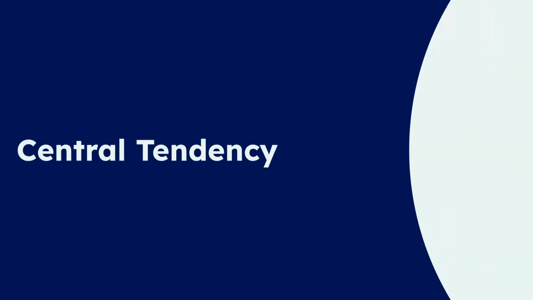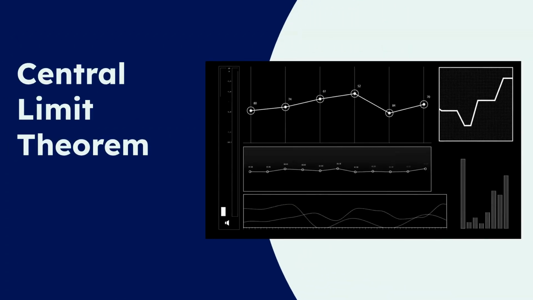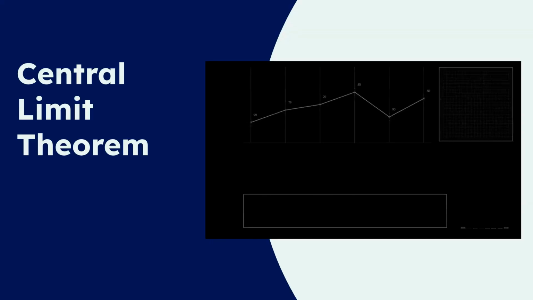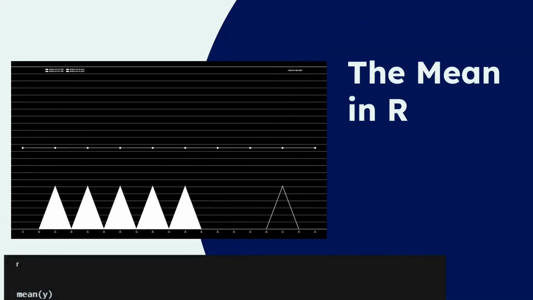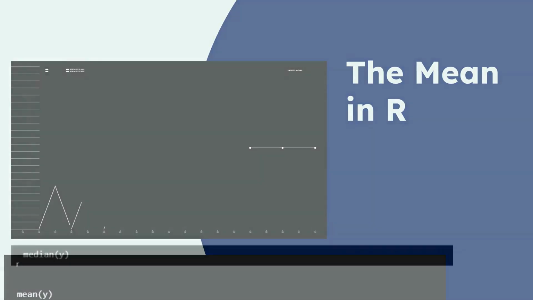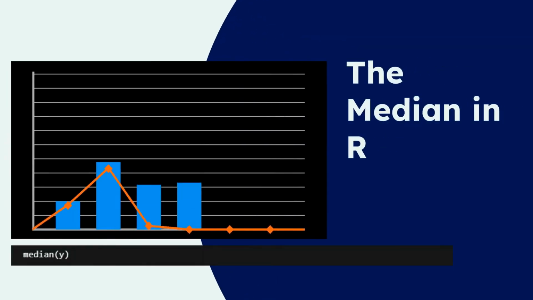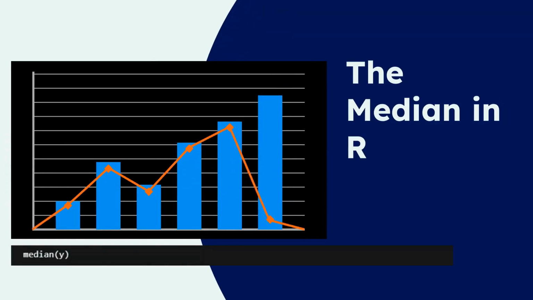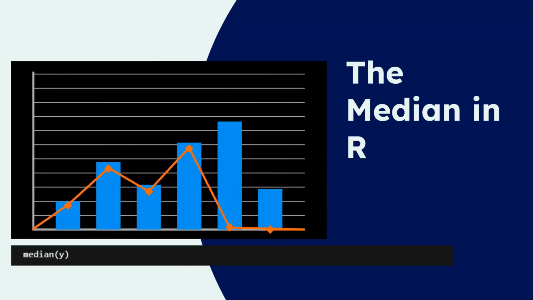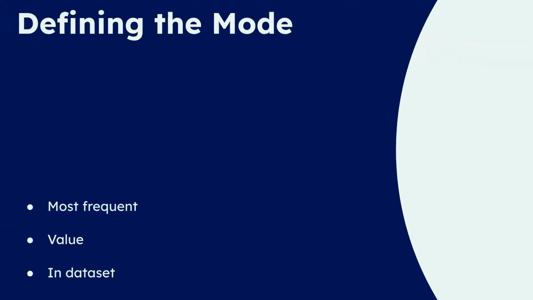Let's move on to central tendency, which describes the center point of your data distribution. The central limit theorem suggests that when you repeatedly sample data, the values tend to cluster around the mean. The mean is the arithmetic average of your data. In R, calculate it using the mean function. The median is the middle value of your ordered dataset, and unlike the mean, it is resistant to outliers. Use the median function in R. The mode is simply the most frequent value within your dataset.